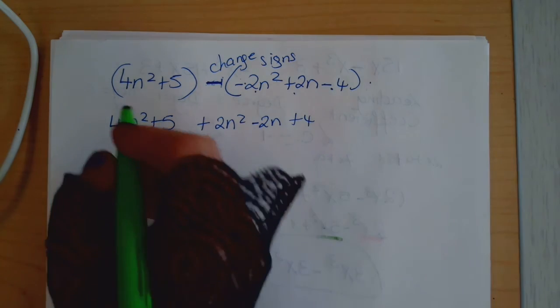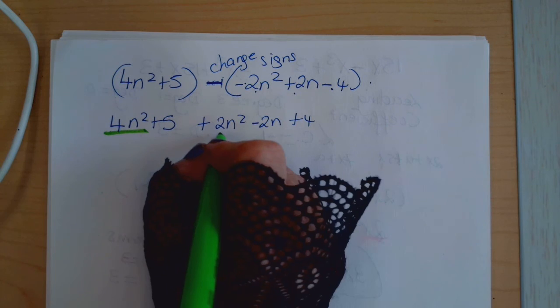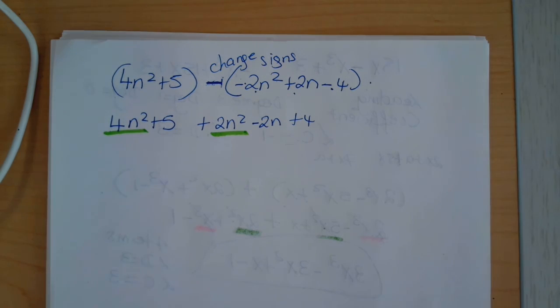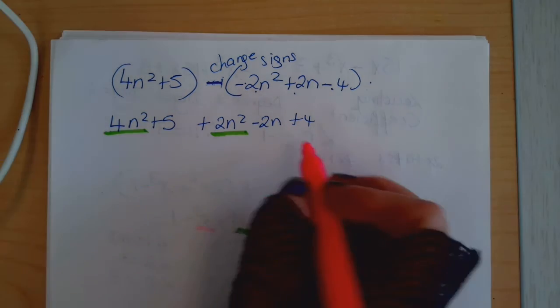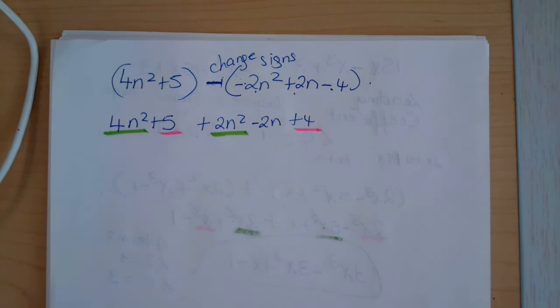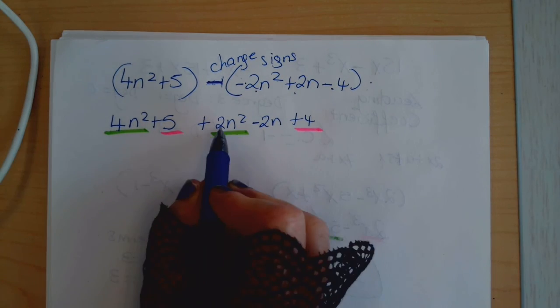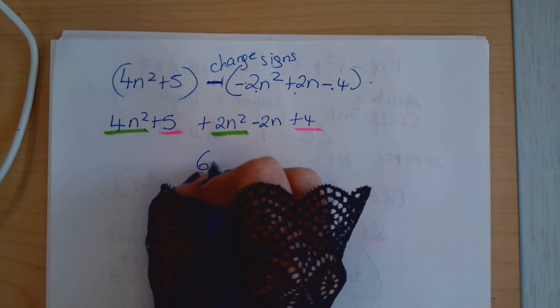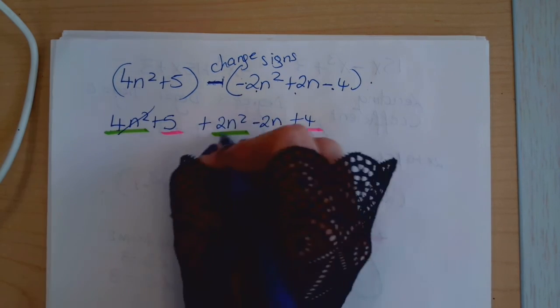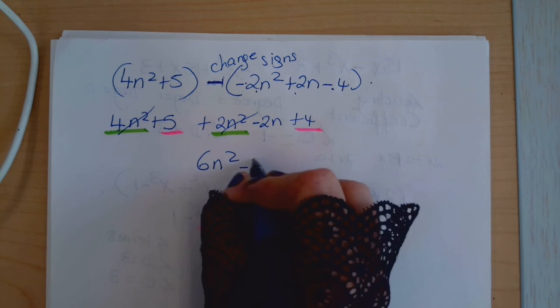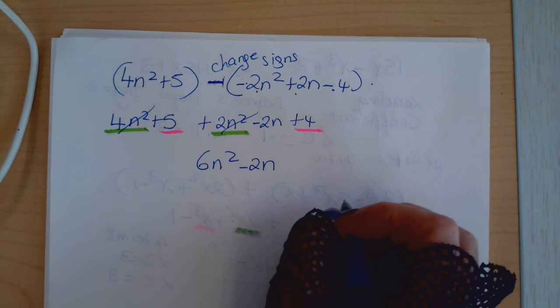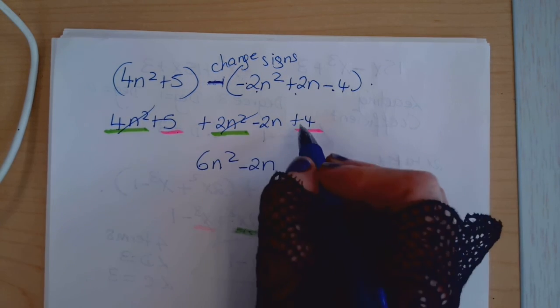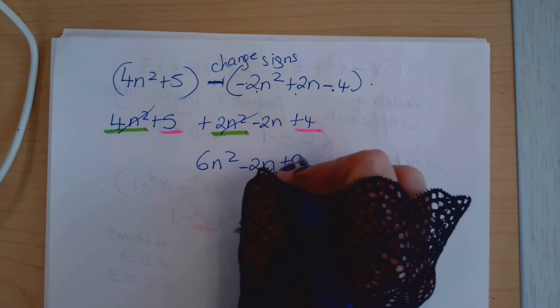So here I've got a 4n squared plus a 2n squared. So those are like terms. The only other like terms are the constants, 5 plus 4, and we have a negative 2n by itself. But we're going to write it in descending order. So 4n squared plus 2n squared is 6n squared. Minus 2n is by itself. That's the next one that comes in descending order. And 5 plus 4 is plus 9.